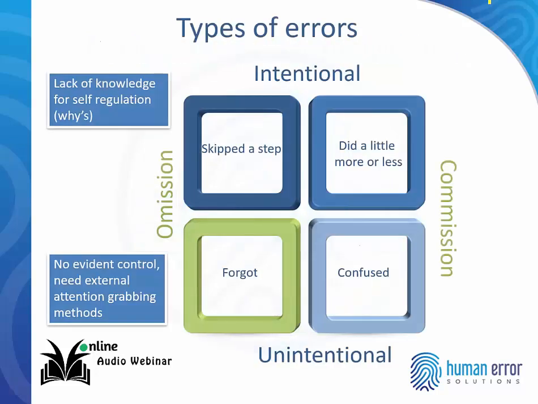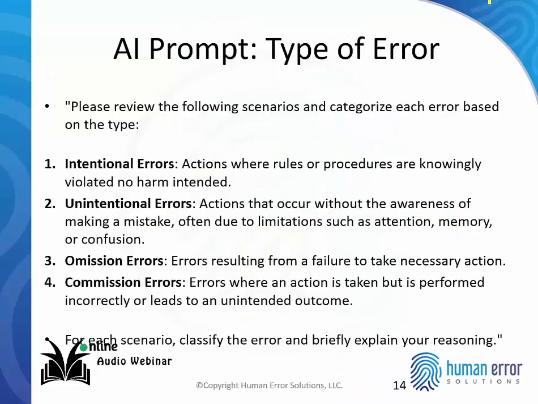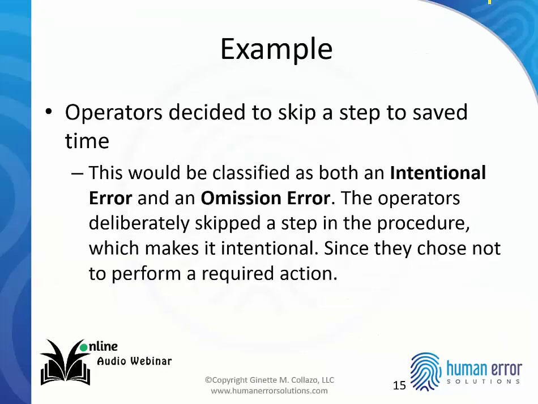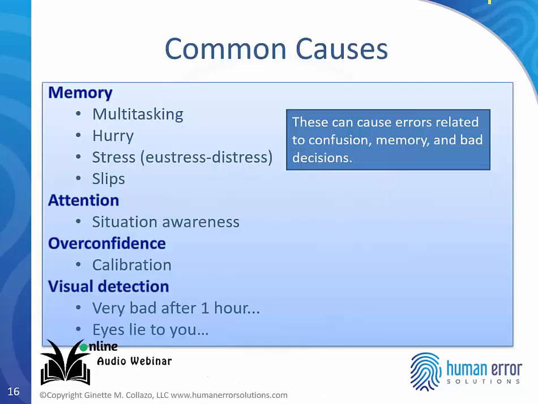So now, what are the types of errors that we are going to be working on avoiding? If you want to use AI, and this is just to give you an idea, you can use Copilot. These are the definitions, all right? So for example, operators decided to skip a step to save time. This is the answer. This will be classified as both. Continuing to talk about human error, let's talk about the common causes so we can pay special attention to these types of issues.